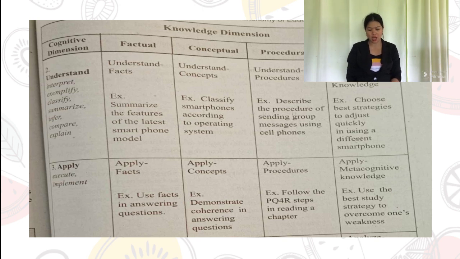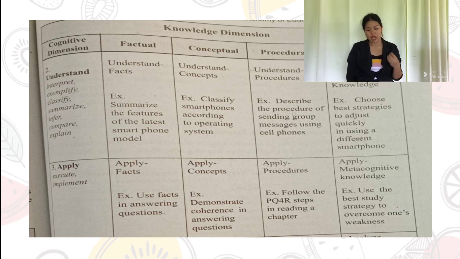So the second level of cognitive dimension is the understand. So it has interpret, classify, exemplify, summarize, etc. So the first category in the knowledge dimension is the factual, of course. So in the example here, summarize the features of the latest smartphone model. So the students will exemplify or classify that this is the features of the new model of the smartphone. So after that, in the conceptual, they will classify the smartphones according to operating system.